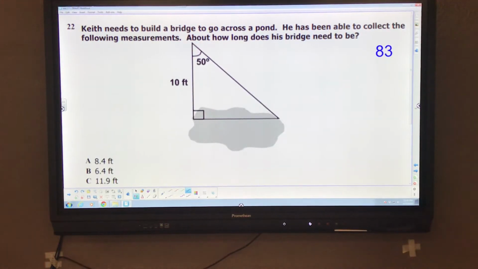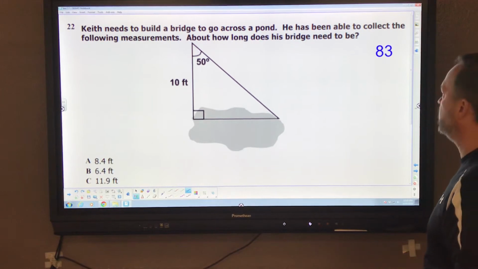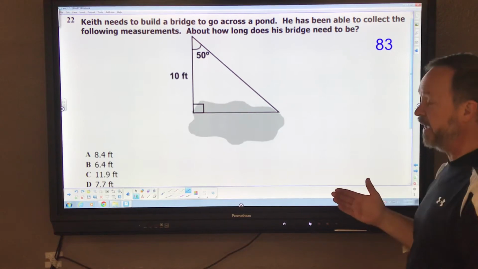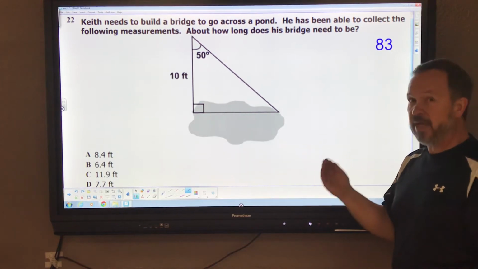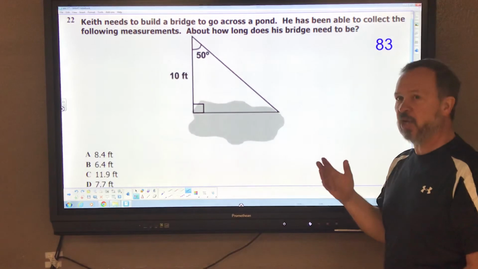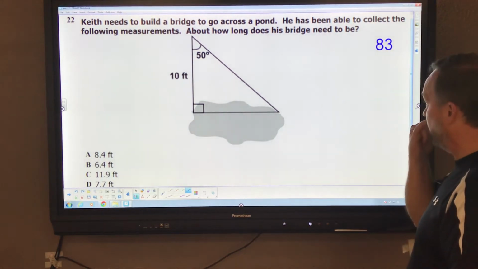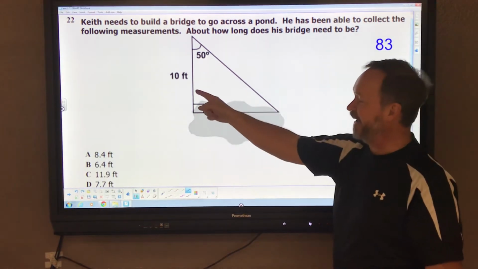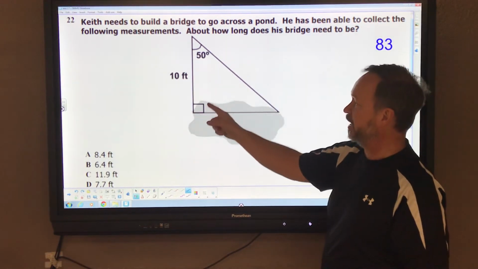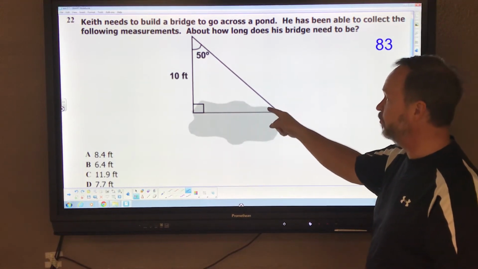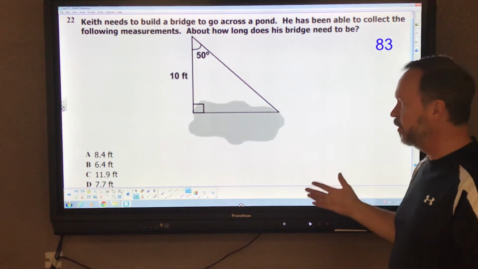Keith needs to build a bridge to go across a pond. He has been able to collect the following measurements. About how long does his bridge need to be? This is one of my favorite types of questions because, as we said in class, this is where we can find the measure of things that we haven't measured by knowing other measures and relationships. This is a right triangle where we know one leg and one angle technically. We know all three angles, because that one's 40, and those are 90. That's how that works.